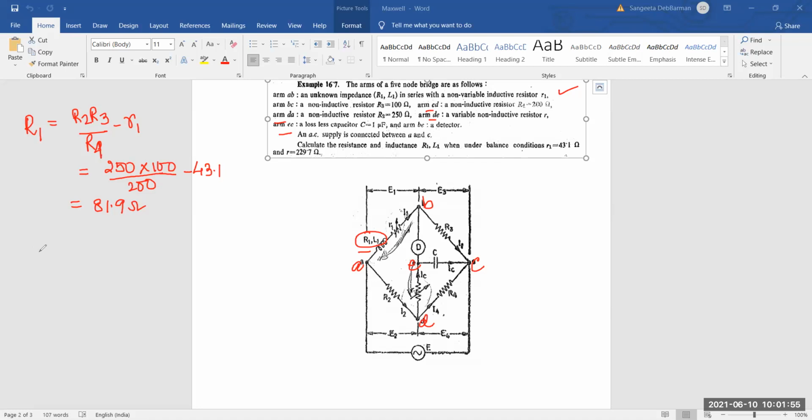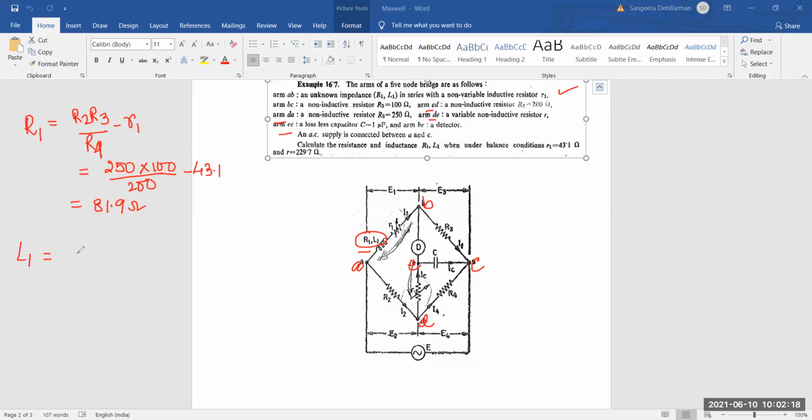Our resistance we have found. Now we need to find L1. For L1, can anyone try for the equation? What equation can you write for L1? Just give it a try. If anyone can, otherwise I'm there to tell you.